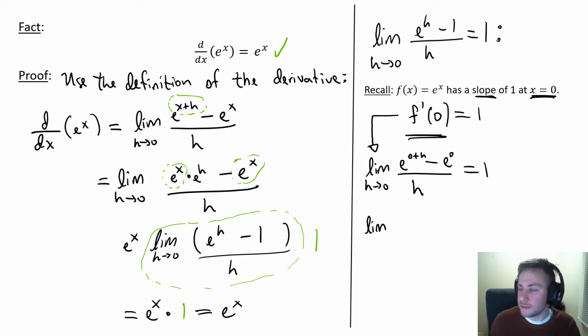Notice that e to the 0 plus h simplifies to e to the h, and e to the 0 simplifies to a value of 1. So we end up with this result, which verifies my claim that this limit is actually equal to 1, which completes the proof of our derivative formula.